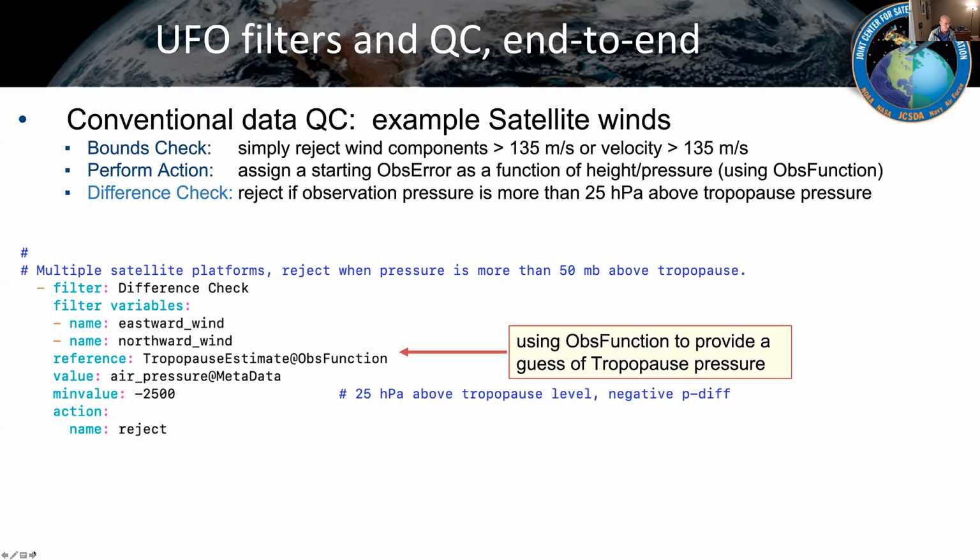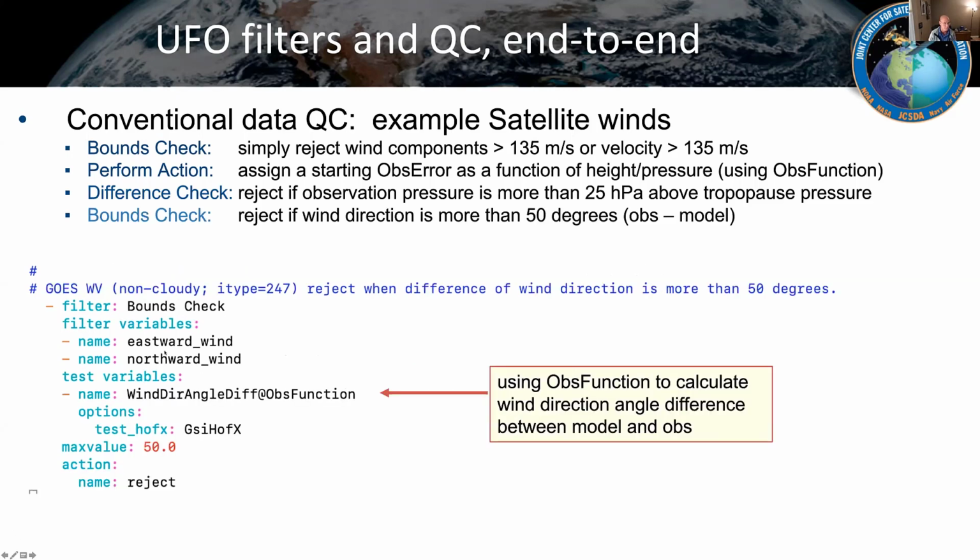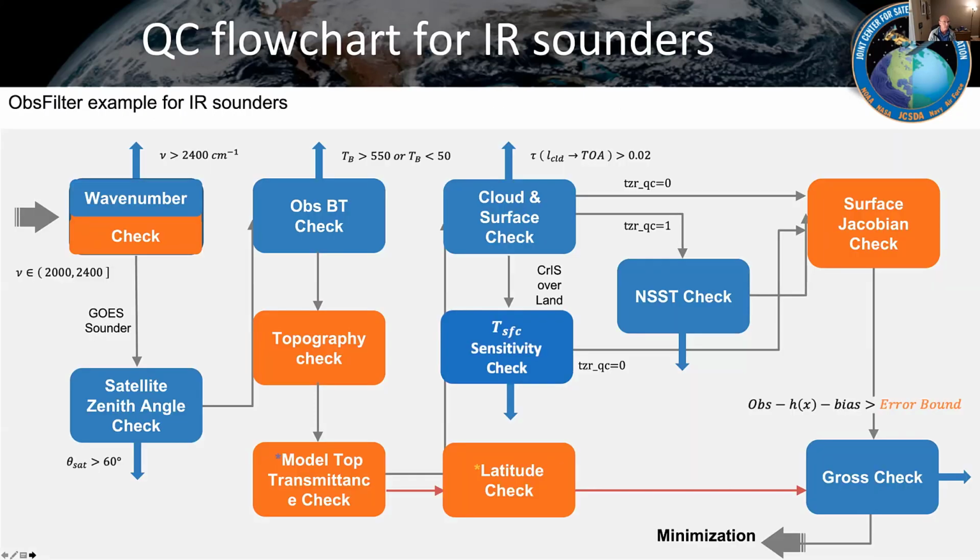I mentioned that already. Eastward wind and northward wind get rejected when checking the wind direction angle. I mentioned that. So this is what it looks like in YAML. It's nice and short and really works very well. So with that, I'm going to need to switch to Wei Han to present.